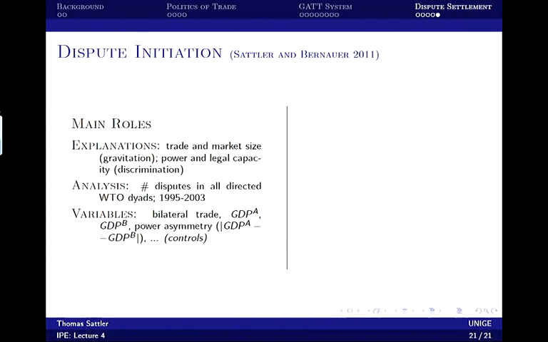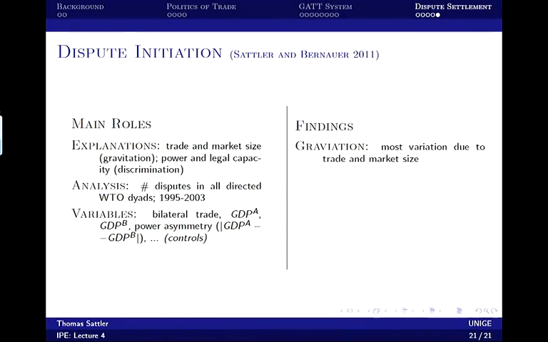Or if the powerful country is violating the rules, it will say, well, I don't care what you mean. And if you go to the WTO, I'm going to retaliate, right? So if power asymmetry has an effect, that means that there is some discrimination.